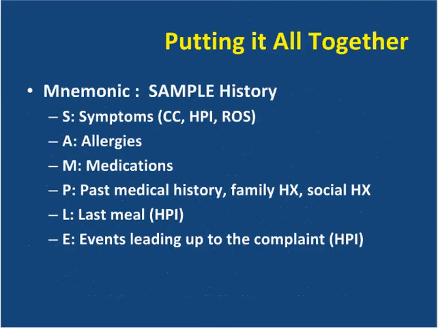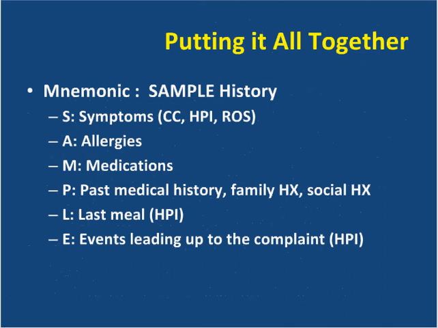So how do you remember all of this? Well, there's a mnemonic called the SAMPLE history. SAMPLE is symptoms, their chief complaint, their history of present illness, and the review of systems. The A is allergies. The M is medications. The P is past medical history, which includes family history and social history. L is the last meal, and that's part of the history of present illness.